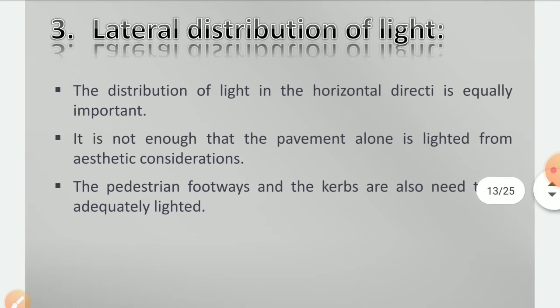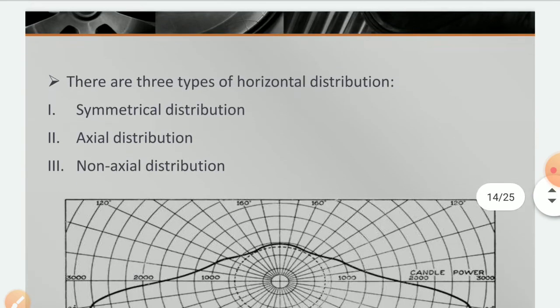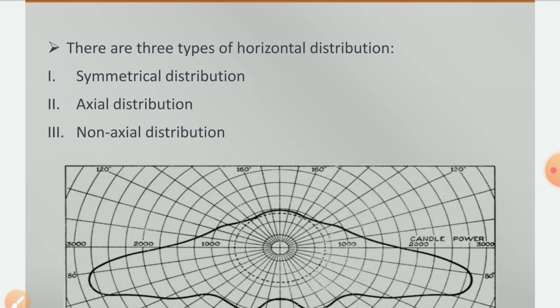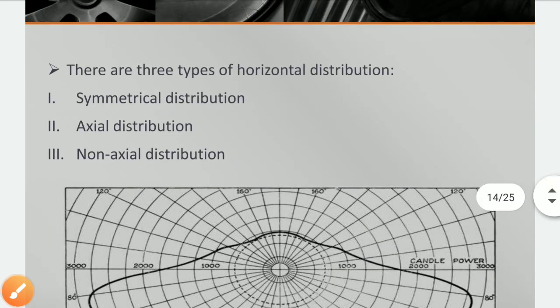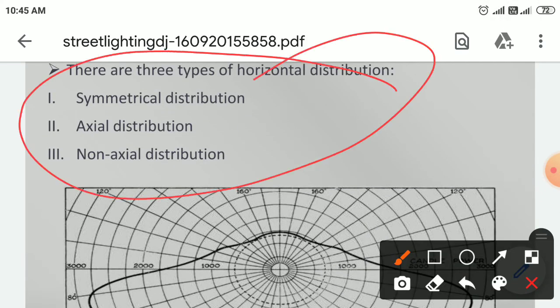That is why you have to consider the lateral distribution, vertical distribution, and the glare. All these three points should be considered while designing any lighting scheme for street lights. Okay, that's the third point. There are three types of horizontal distribution: the symmetrical distribution, the axial distribution, and the non-axial distribution. These are design parts which are considered while designing street lighting.